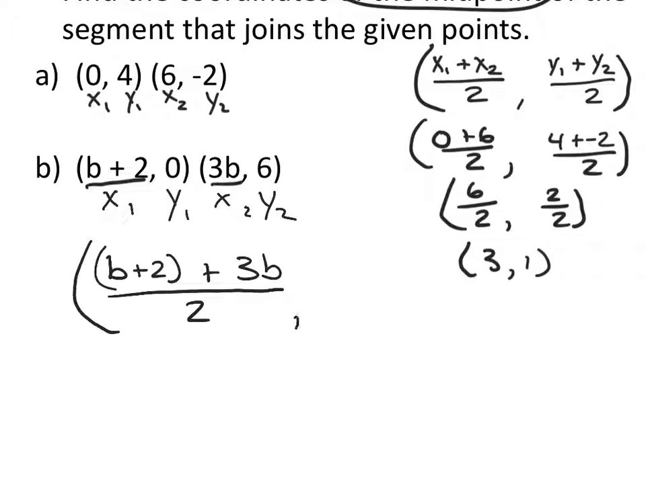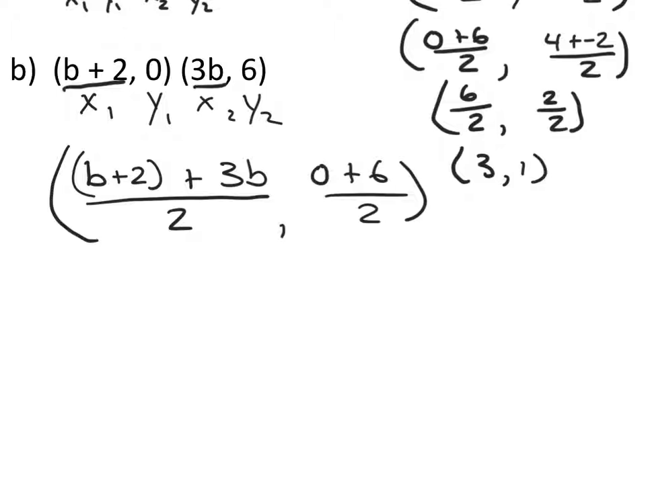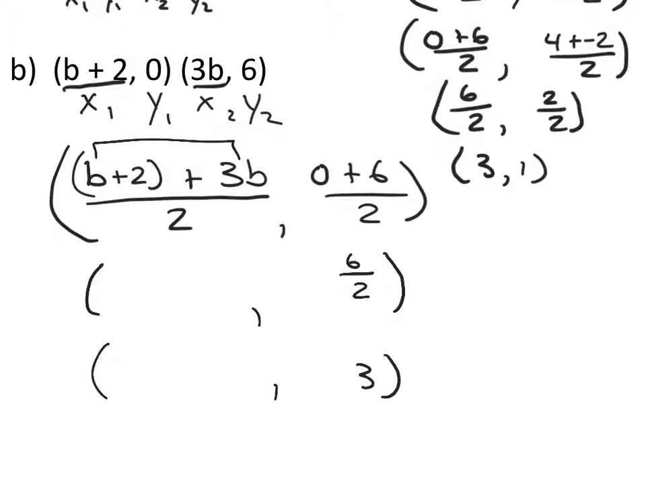Now with the y's, we're going to do 0 plus 6 divided by 2. God bless the y's because they're nice and easy. So let's get those y's done real quick. That's 6 divided by 2. That's going to end up being 3. Now up here, I'm going to combine like terms. b and 3b. What's b plus 3b? 4b. So on the top we have 4b plus 2 divided by 2.